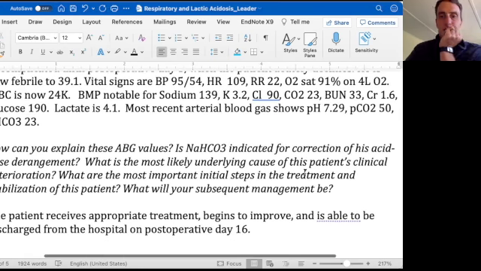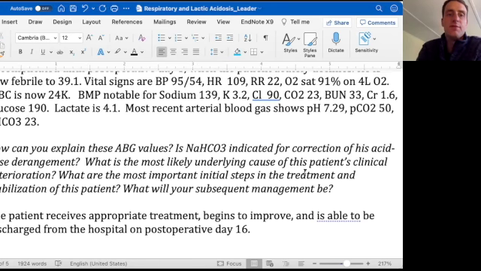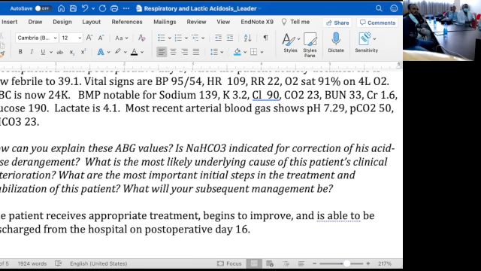Good, so we're getting a little more complicated here. We moved from a compensated respiratory acidosis to an uncompensated respiratory acidosis. And we now have this blood gas, which shows pH of 7.29, CO2 of 50, and a bicarb of 23. Someone want to explain these values for me? The patient may have a mixed acid-base disorder.